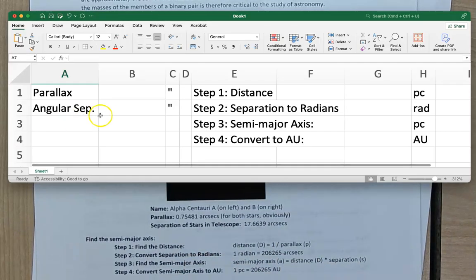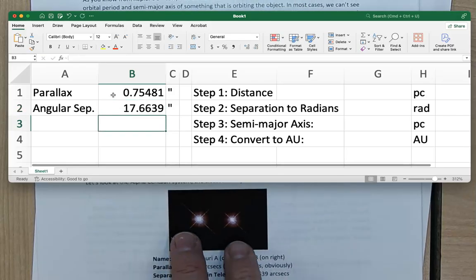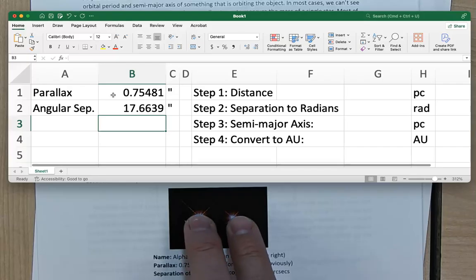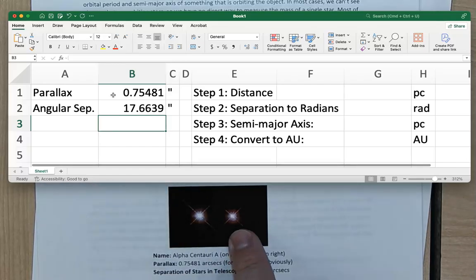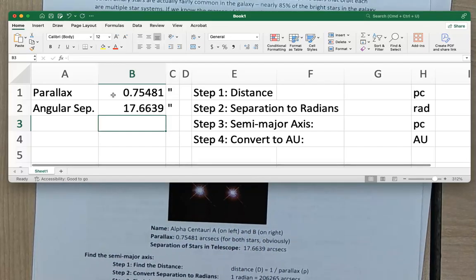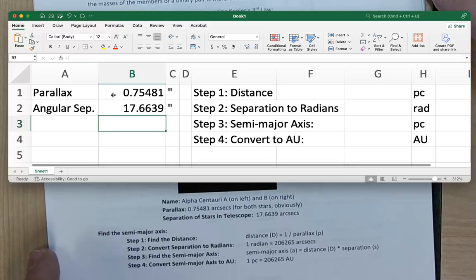All right. So the parallax angle from Alpha Centauri to Earth is what? 0.75481. How's that for significant digits? And the angular separation between the two stars is 17.6639 arc seconds. Okay. What does that mean, right? The angular separation is basically how far apart are those two stars? What is the angle between star A, Earth, and then star B? How far apart are they on the sky in terms of angle? And they're about 17 arc seconds apart. Okay.